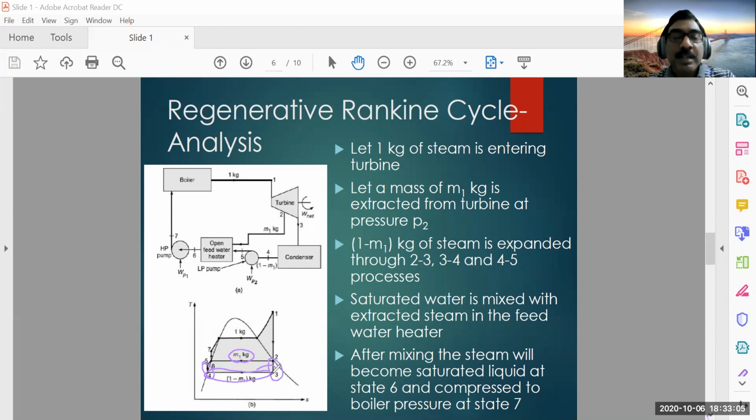So here there are 2 streams. m1 kg is going 2 to 6, and 1 minus m1 kg is going 2 to 3, 3 to 4, 4 to 5. And then it will be mixed at point 6. After mixing, the stream will become saturated liquid at state 6. And then it is compressed to the boiler pressure at state 7.